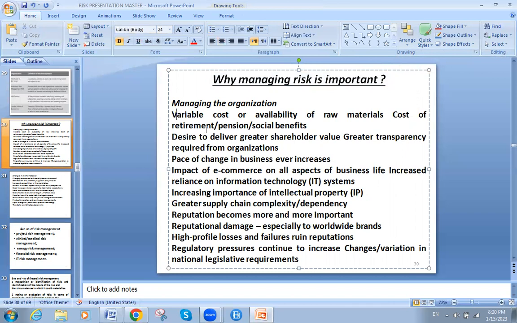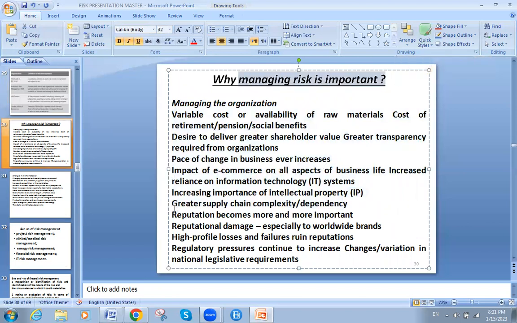Managing risk is important because of managing the organization's variable costs or the viability of raw materials, the cost of retirement, pensions, and so on. Benefit: the desire to deliver greater shareholder value, and greater transparency required from organizations. The pace of change in business is ever increasing. The impact of e-commerce on all aspects of business life has increased, along with reliance on information technology and the increasing importance of intellectual property. All these are reasons why we have to care about managing risk.